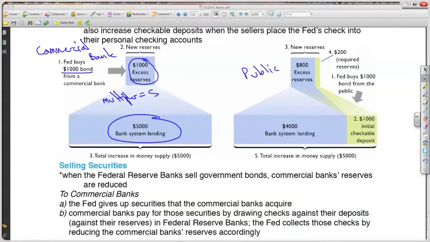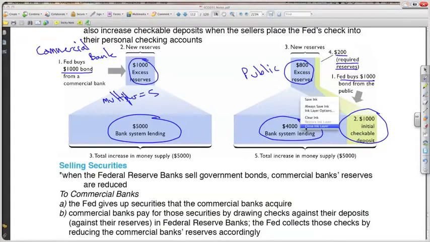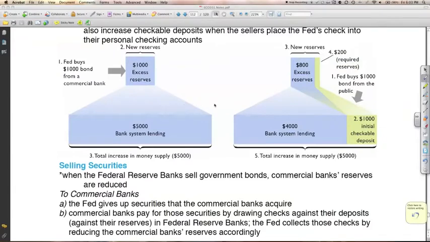But if the public sells a bond to the Fed, the public then has $1,000 in their hand, and then they go to a bank and deposit that $1,000 into the bank. Say there's a 20% required reserve rate. Now there's only $800 excess reserves because the bank is required to hold $200. So that means 800 times 5 gives us $4,000 new dollars in bank system lending, and 200 times 5, 1,000 of that is kept as reserves. So it's much more efficient for the Fed to buy bonds directly from commercial banks.